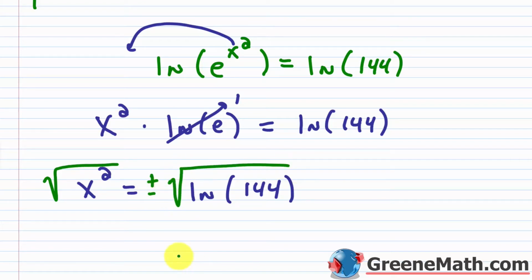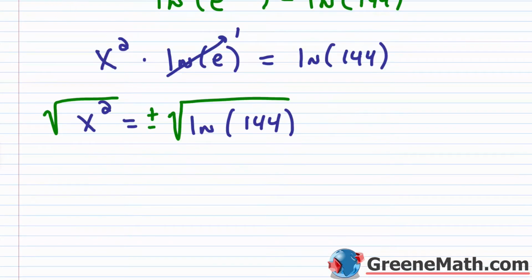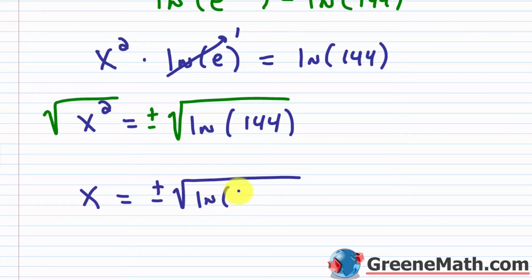Okay, so we know that this on the left is just going to be x now, and this equals plus or minus the square root of this natural log of 144. Once again, this is going to be the exact answer. So you have plus the square root of the natural log of 144, and then you have minus, or the negative of, the square root of the natural logarithm of 144. So that's the exact value.